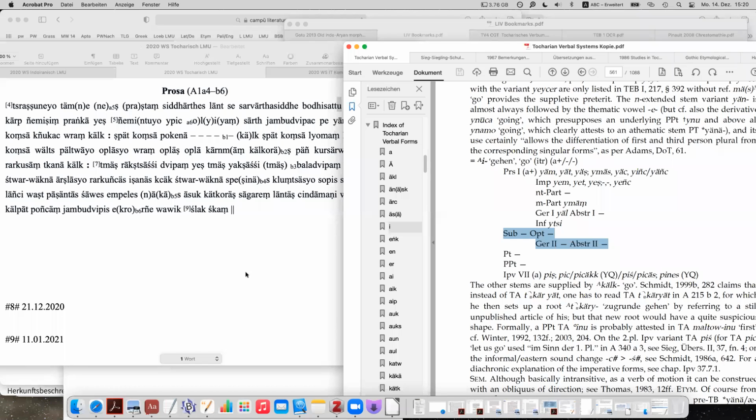So this is the verb. Yesh actually means to go, but imperfect.